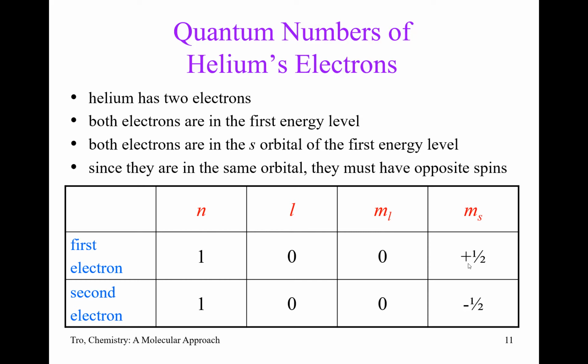So 1 electron, conventionally you put a plus 1/2 for the first one, and then minus 1/2. Electrons with all 4 quantum numbers similar are going to be similar in their location and shape. The only difference when they're in the same orbital like this is the spin up and spin down.